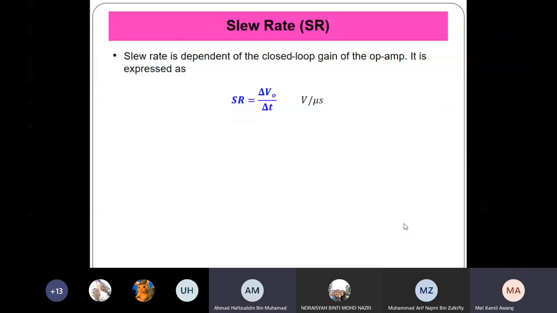Slew rate is dependent on the closed loop gain of the OpAmp. It is expressed as the change in output voltage divided by the change in time. The change in time is taken in the unit of microsecond, not in second. So that is the slew rate.